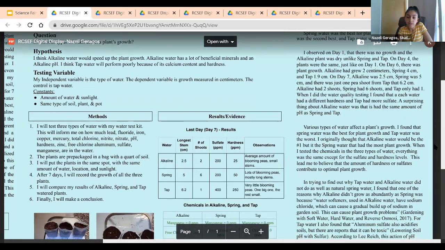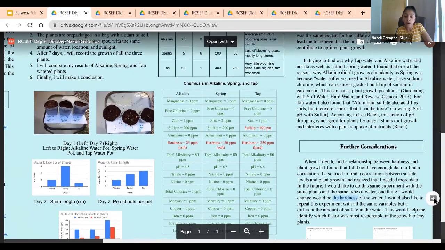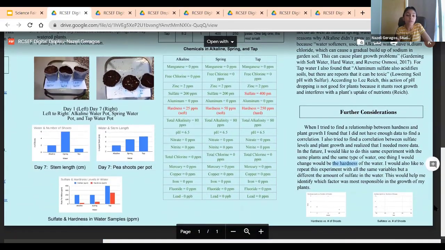My reasoning for this, if you scroll down, was that I found out that alkaline water did not perform as well as spring due to water softeners used in alkaline water, which have sodium chloride, and so I thought that was interesting. So that's probably why it didn't perform as well as spring. And tap performed the worst due to the amount of calcium and hardness, which I had mentioned earlier.